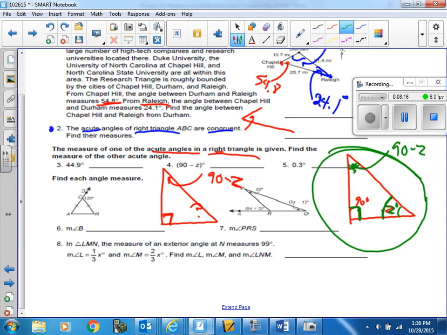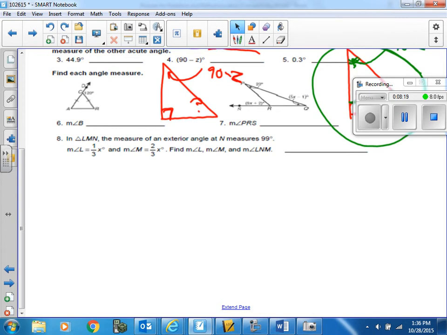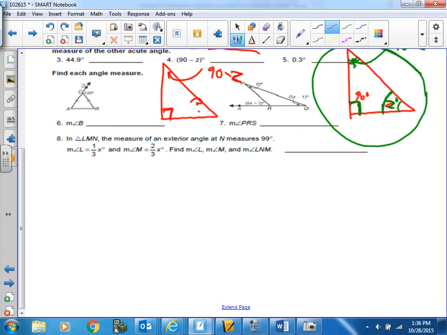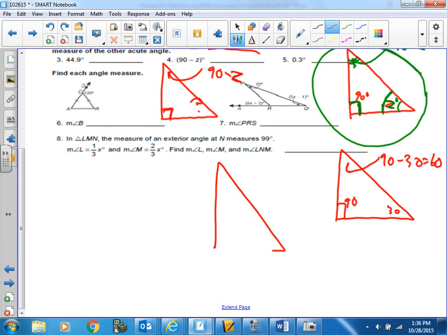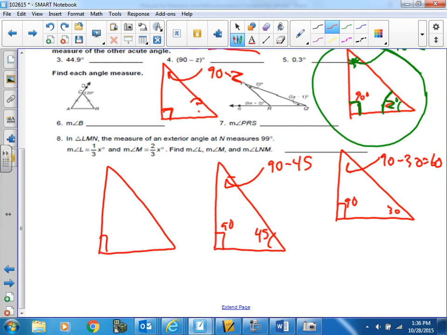If I give you a triangle here, and you know this is 90, and you know that this is 30, then this one just has to be 90 minus 30, which is equal to 60. If I gave you a right triangle here, and this was 90, and this was 45, then this one would have to be 90 minus 45. So if I give you a triangle here, and this is 90, and this is z, then this one has to be 90 minus z.